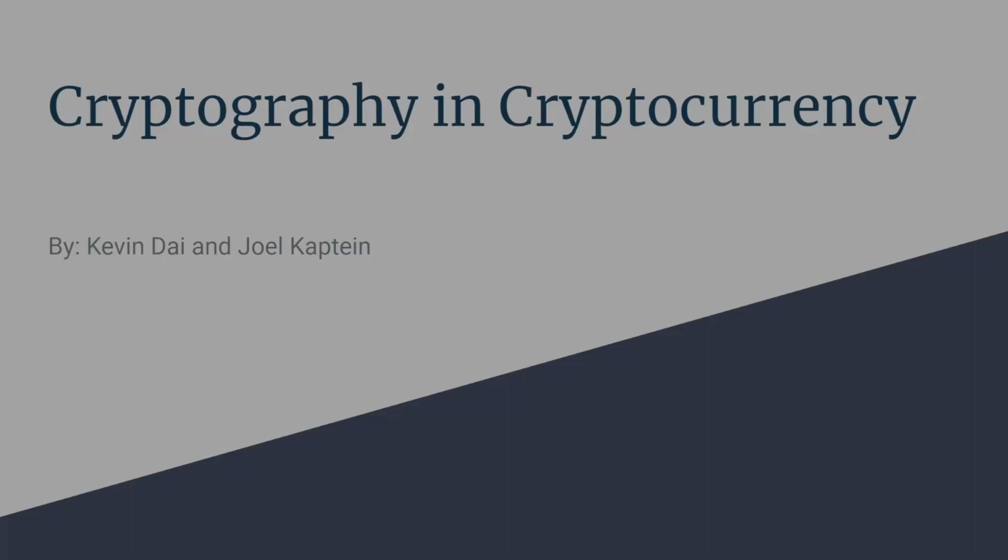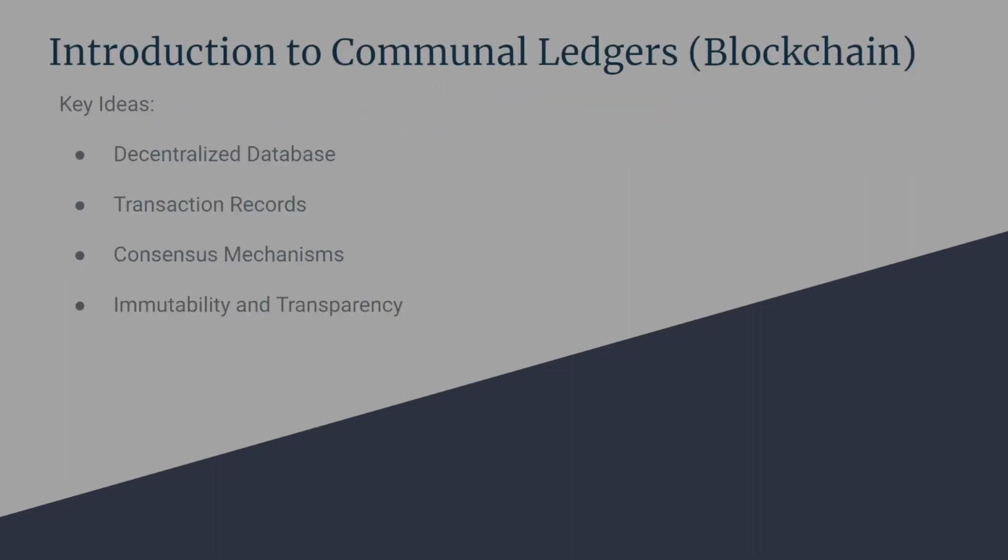So for our topic, we chose cryptography in relation to cryptocurrency and, in specific, blockchain. A communal ledger is what holds all transaction data and records. There are a few key ideas to understanding communal ledgers or blockchain, and these are decentralized databases, transaction records, consensus mechanisms, and immutability and transparency.